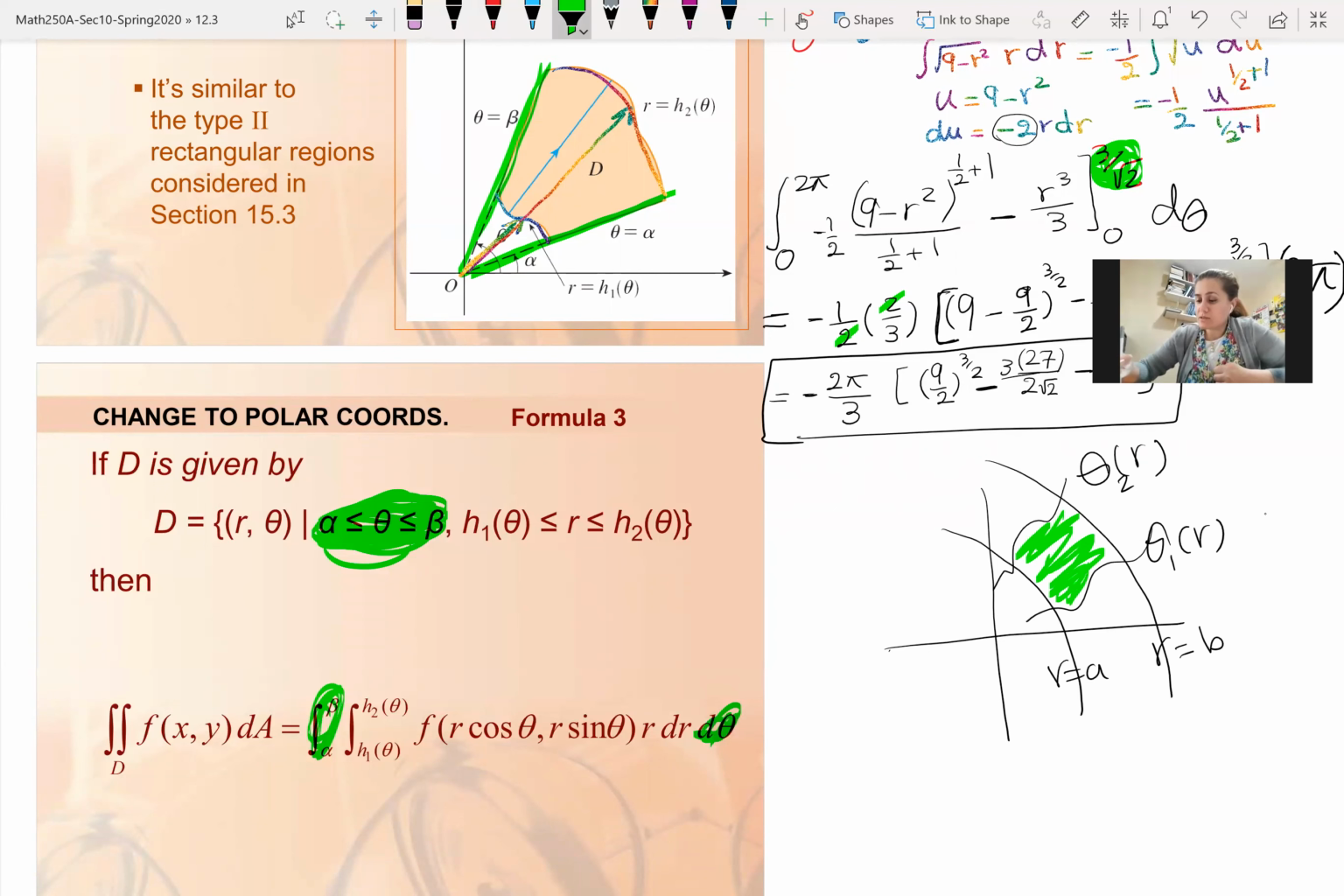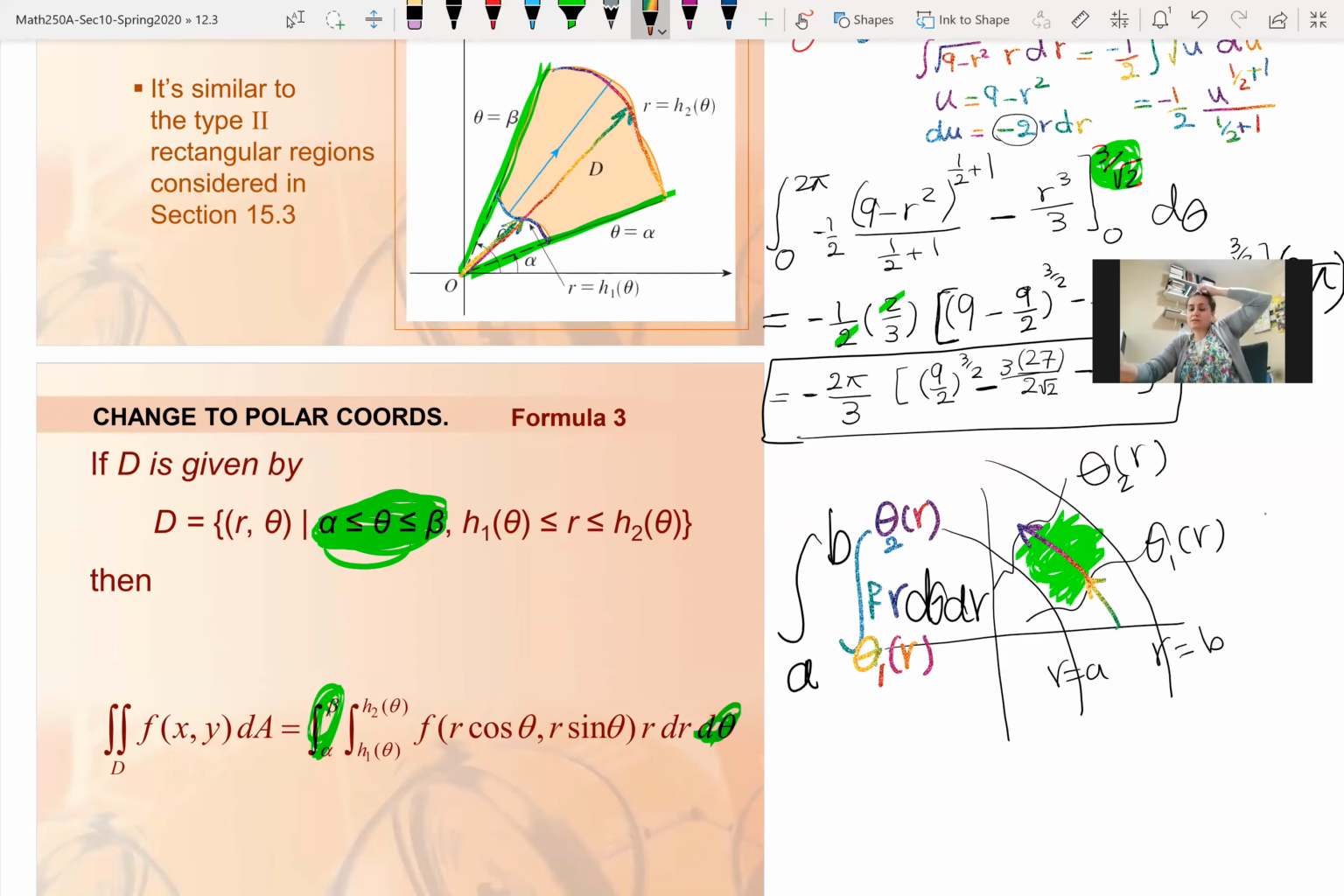If the region looks like between these two, since the r's are constant, I have to start with r equals a to r equals b, that's the region of r. And for the angles, I will go the way that the angle is increasing. So this should be the lower limit theta 1, the upper limit theta 2, but it has to be in terms of r because r is the constant one, okay? And then you put the r or whatever function you have, okay?